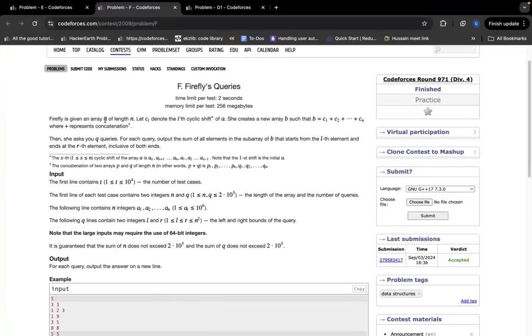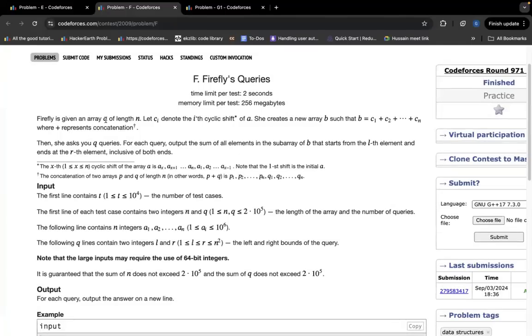Firefly is given an array A of n elements. Let Ci denote the ith cyclic shift of A. She needs to create a new array B such that B is equal to C1 plus C2 plus ... Cn, and so on and so forth. Then she asks you Q queries. What is the sum of the subarray between B of L to B of R?